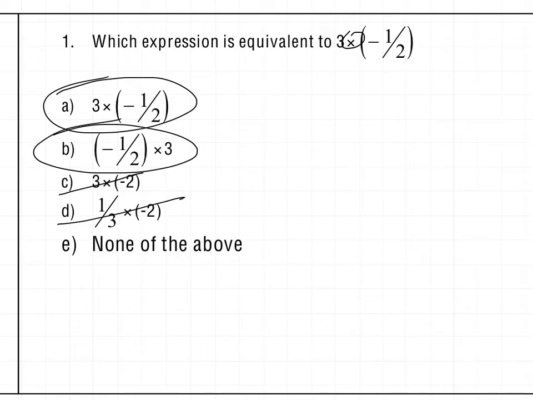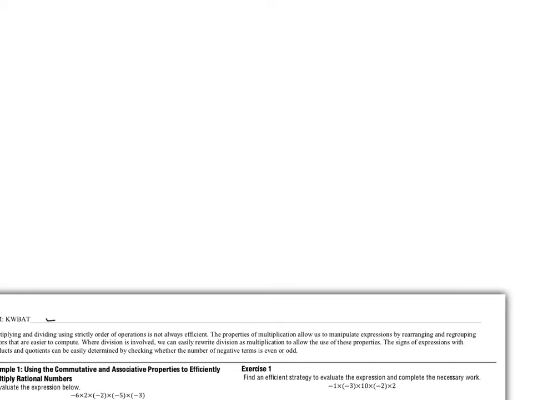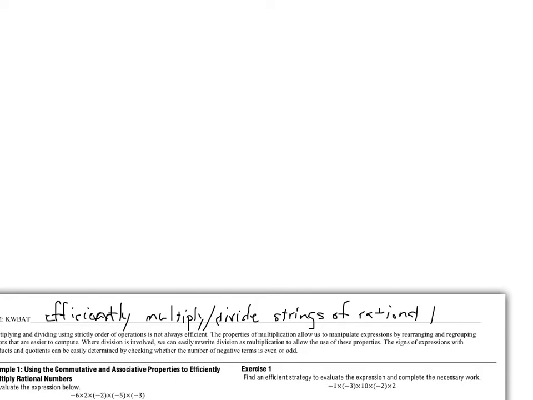Alright, so let's go ahead and look on over at our aim for today. Our aim for today, Kipsters will be able to efficiently multiply, divide strings of rational numbers.